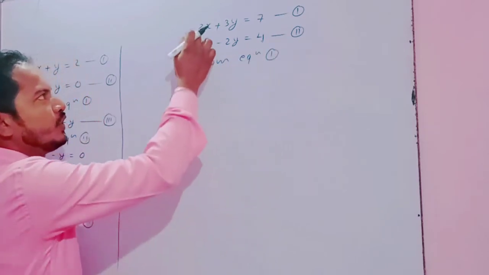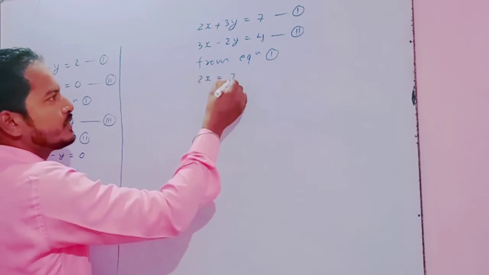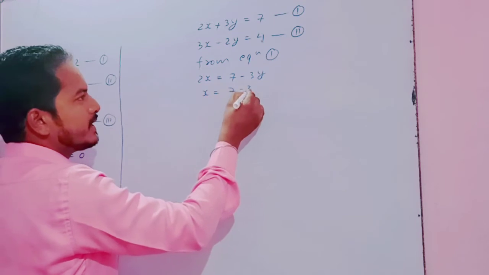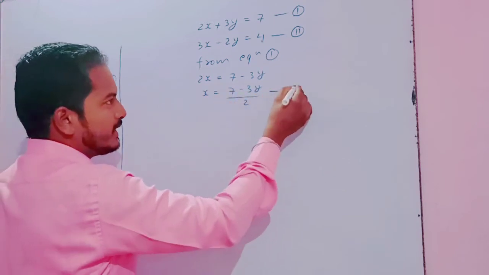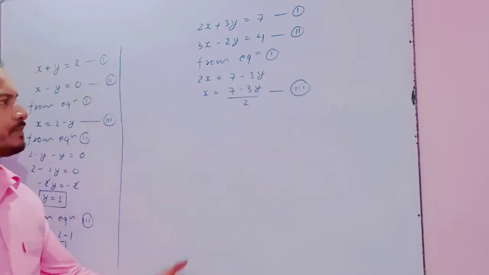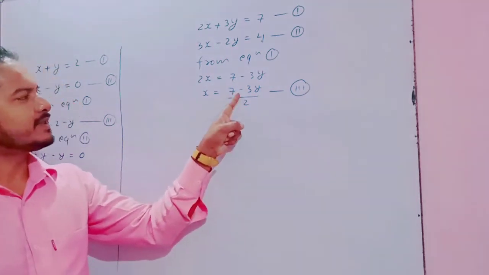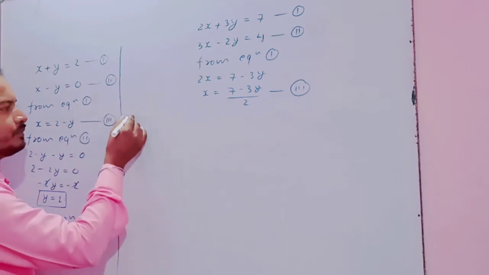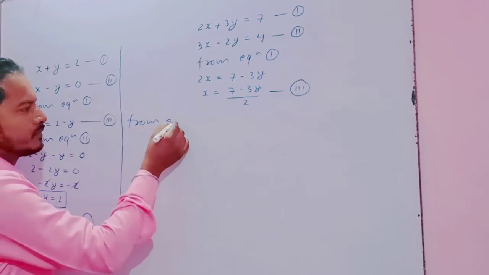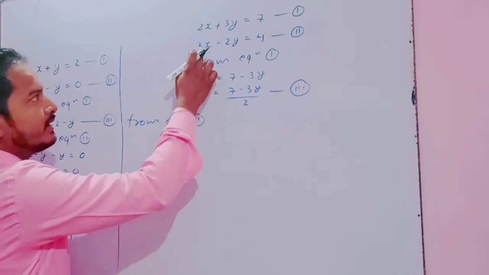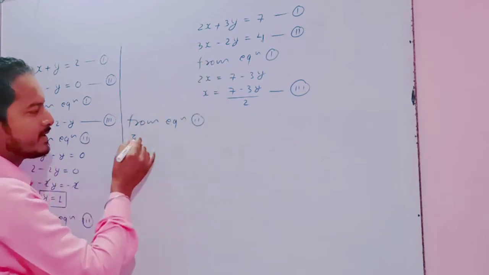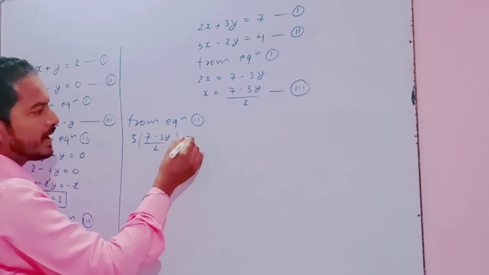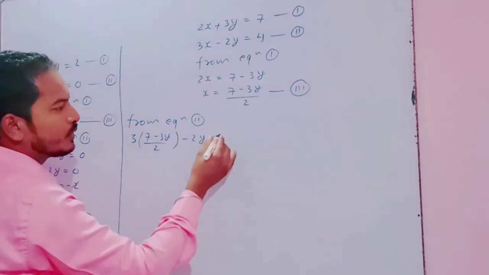we would try to find the value of x. Then 2x is equal to 7 minus 3y. Then x is equal to (7 minus 3y) upon 2. It is equation number third. Now substitute the value of x as (7 minus 3y) upon 2 in equation second. Then from equation second, 3 into x. What is x? x is (7 minus 3y) upon 2, minus 2y equal to 4.